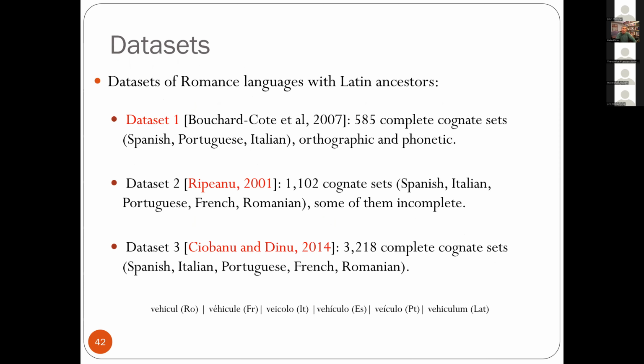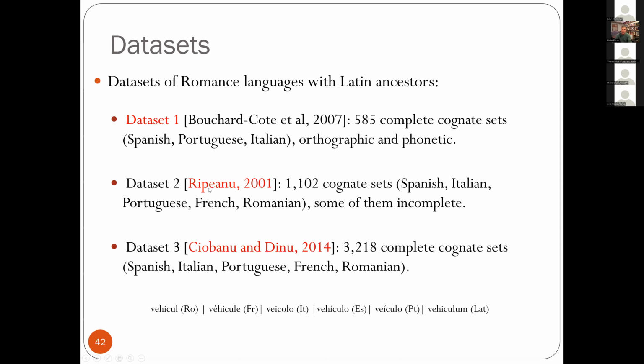We now used three data sets to see the results which we obtained. The first data set was also used in the paper of Bouchard-Côté from 2007, and he offered us around less than 600 complete cognate sets, but only for Spanish, Portuguese, Italian, orthographic and phonetic. We said, okay, if we have a new measure and a new methodology, we have to compare our results with the data set of Bouchard-Côté.